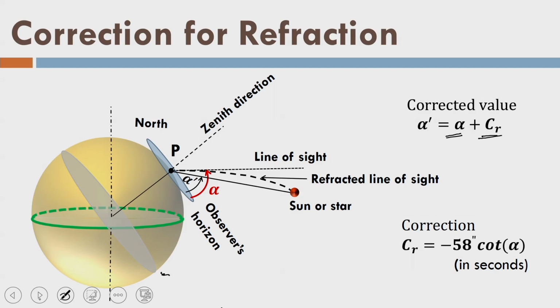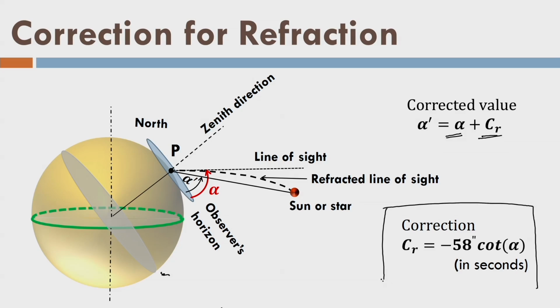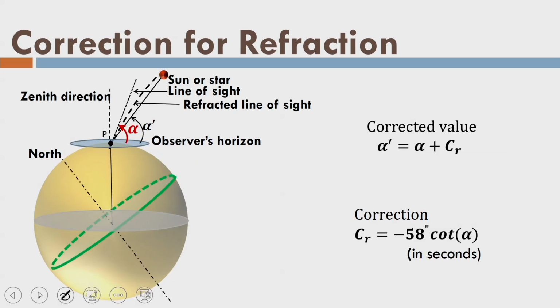So the correction is CR for refraction, and alpha is the measured value here. This correction is given by this value in seconds. Remember, you should put your alpha value here. You measure 23° alpha, for example, put this value here and you multiply with 58, you will get the correction in seconds, and that will be negative, because we know alpha dash is smaller. In the books you will see this kind of figure.